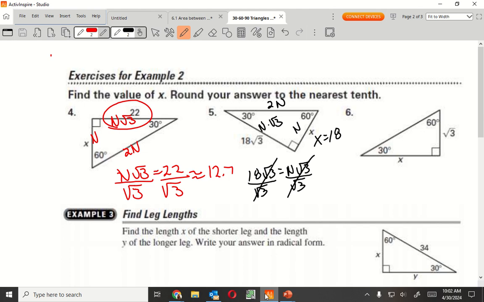Now this one right here, this one's n, n times square root of 3, and then 2n. So for this one, I know what my n is. I just need to multiply by square root of 3. Square root of 3 times square root of 3, which is just going to give me 3. So we have that x is equal to 3.